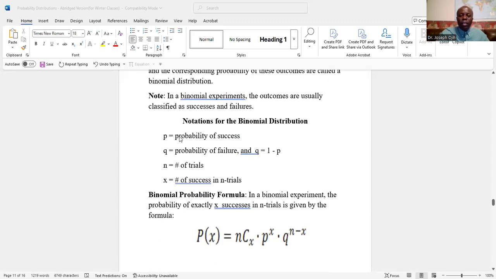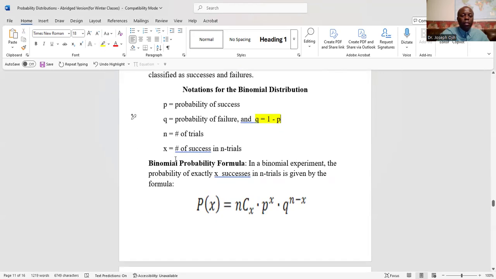P is the probability of success. Q is the probability of failure, which is always given by this formula: Q is 1 minus P. And X is the number of successes in N trials. Okay? N is the number of trials.